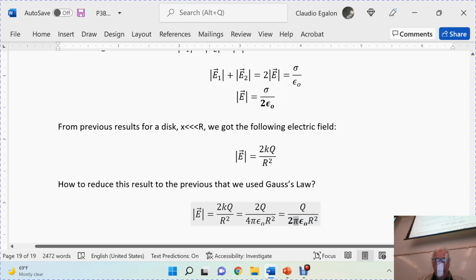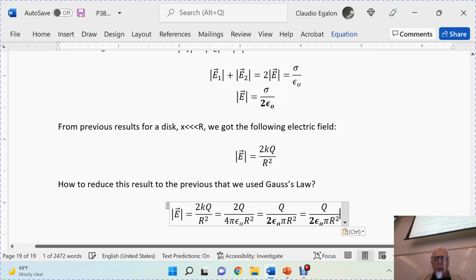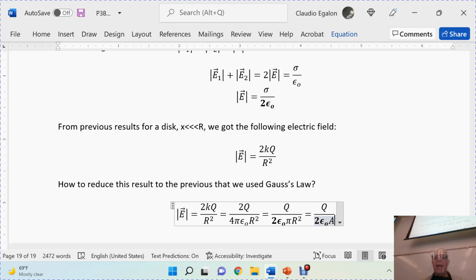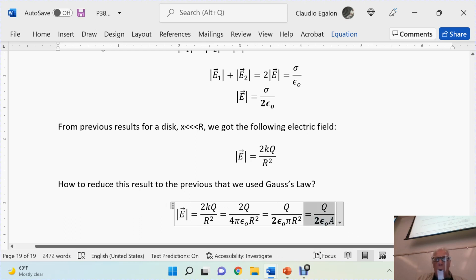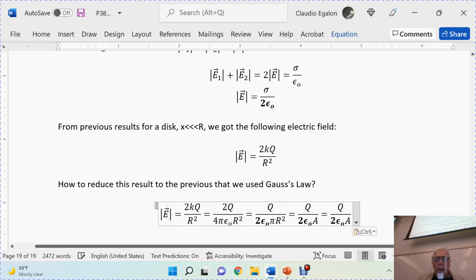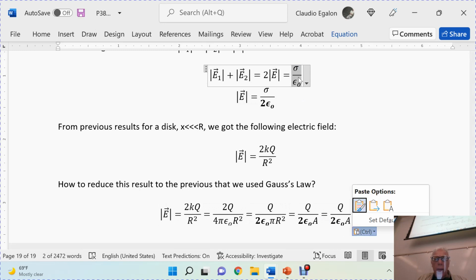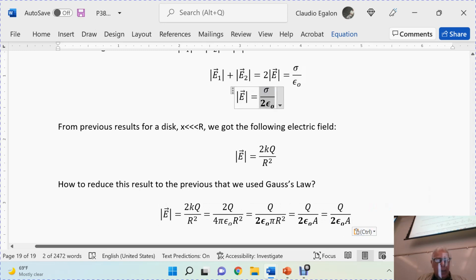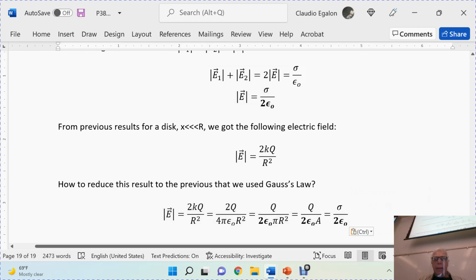Note that pi r squared is the area of your disk, right? And finally, Q over A is nothing but sigma. And what we got using a previous technique matches with what we got using Gauss's law. Okay?